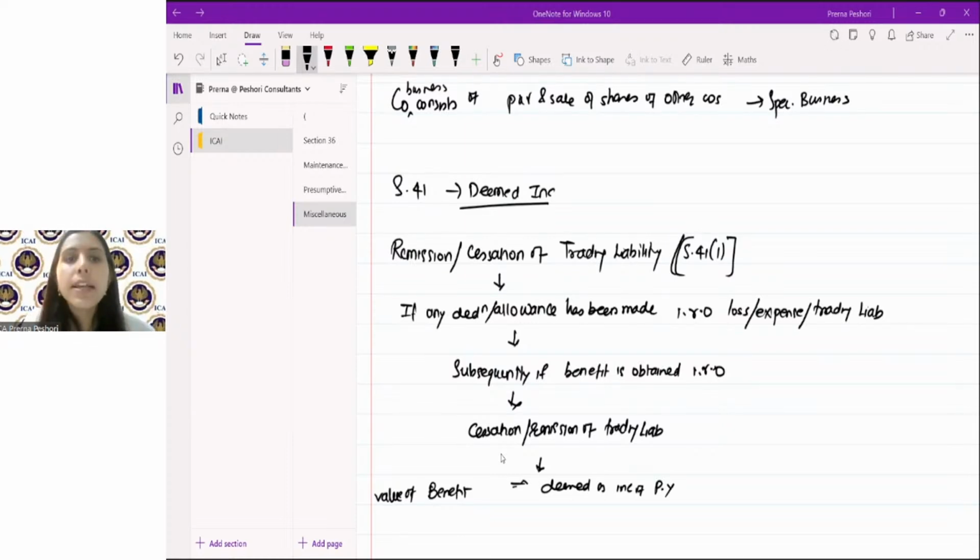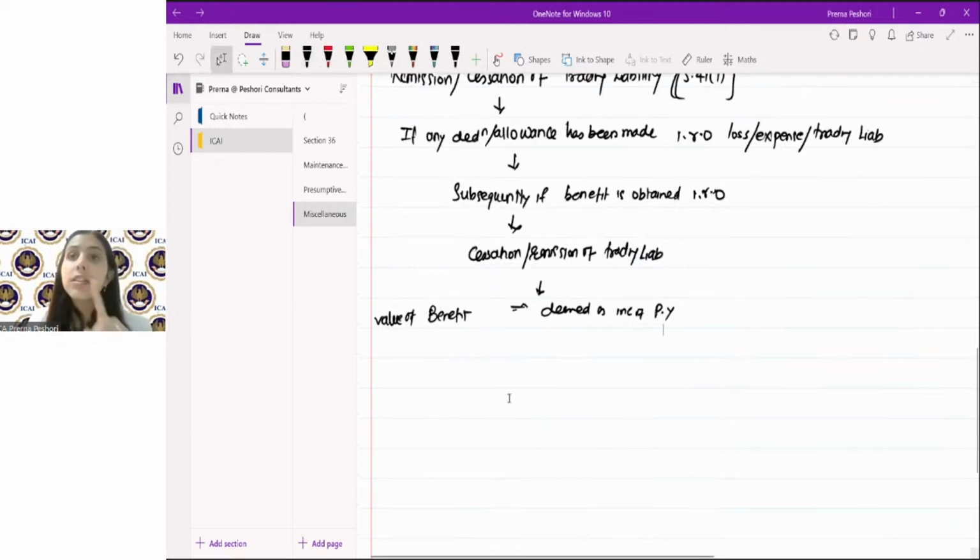This is also applicable in a case where the business has been succeeded by another person. In that case, the successor will be liable to tax in respect of any benefit received by him during the subsequent previous year. Like the deduction for bad debts is also available to the successor. We saw that, right? In case of the recovery of bad debts also, it can be taxed in the hands of the successor. C.K. Veerbhadra Rao, right?